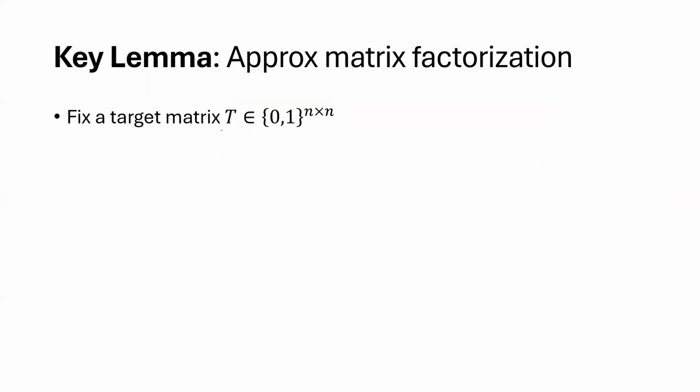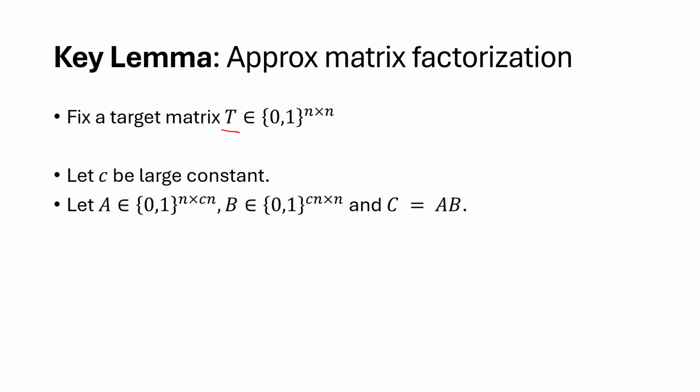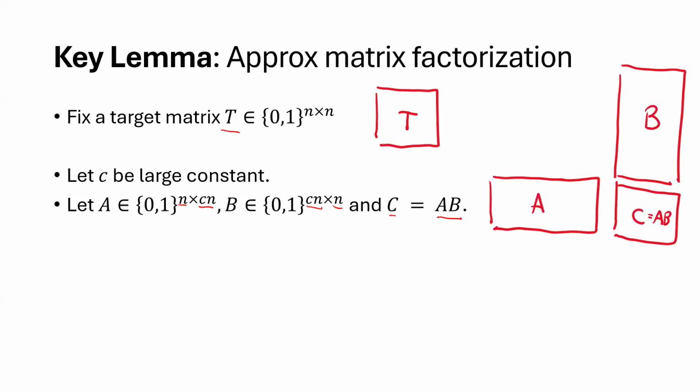So now here is a key lemma to achieve this. Given any matrix T, and consider some large constant C, we're going to build some other matrices A and B. A will have size n times Cn, B will have size Cn times n, and C will be the product of A and B. So think of T as that matrix. A and B look like that, and C is A times B. I don't tell you yet what A and B are, but here's the property of A and B.